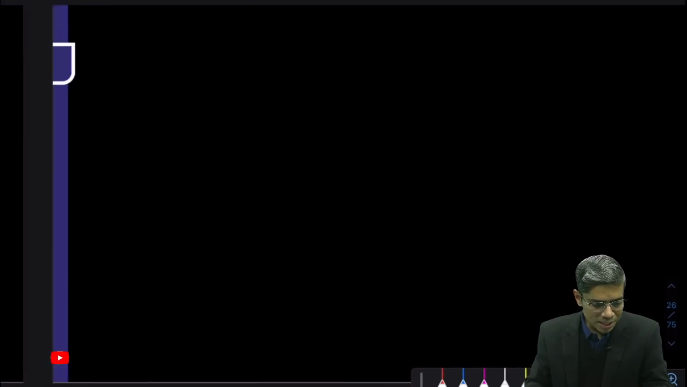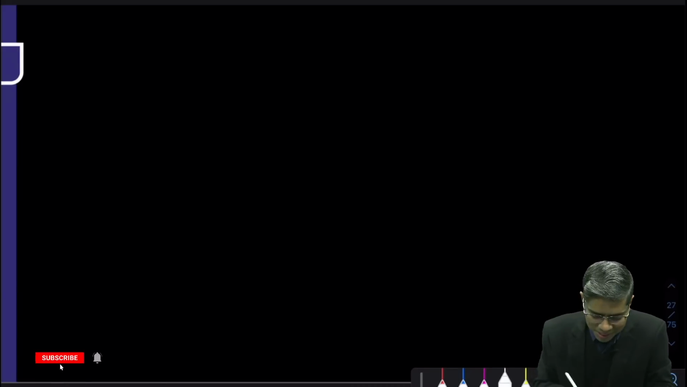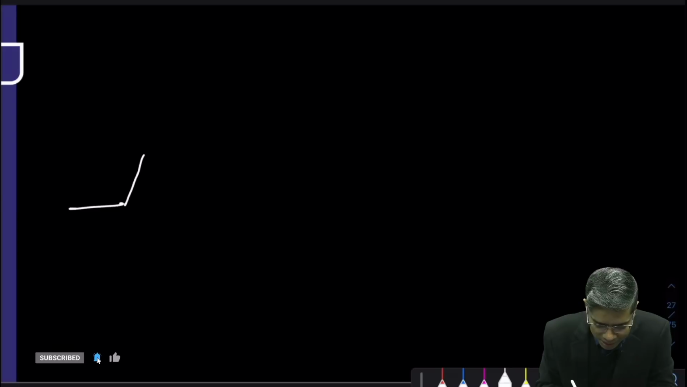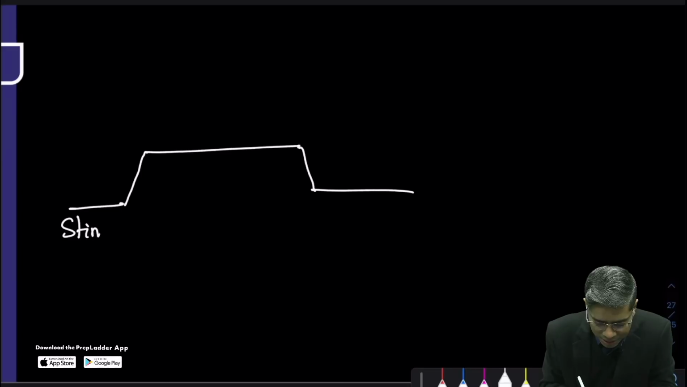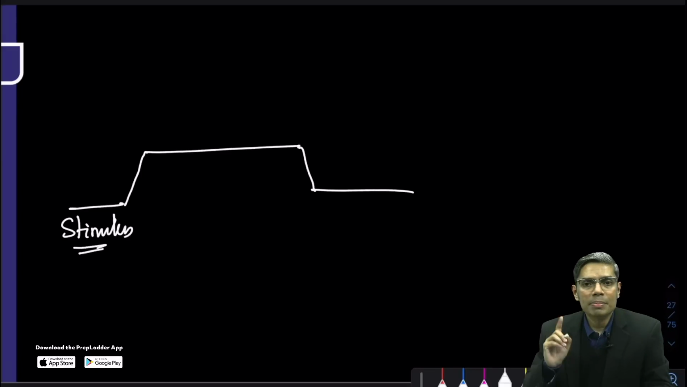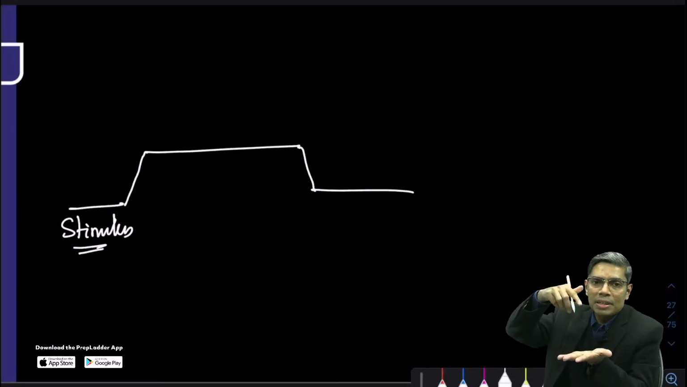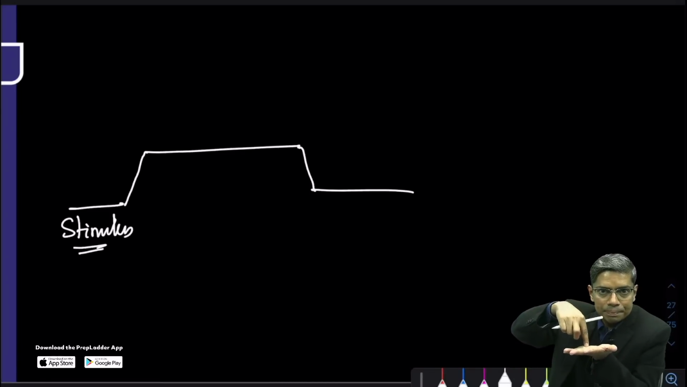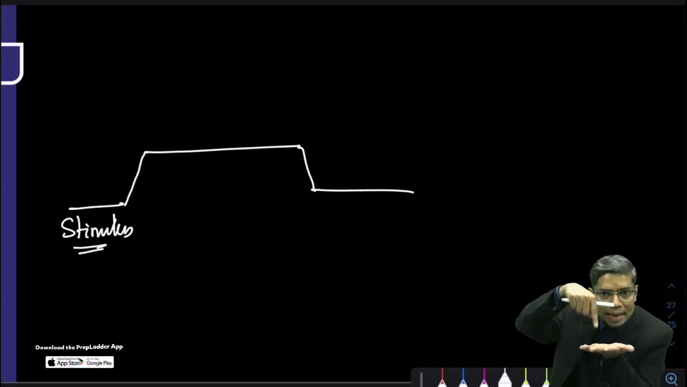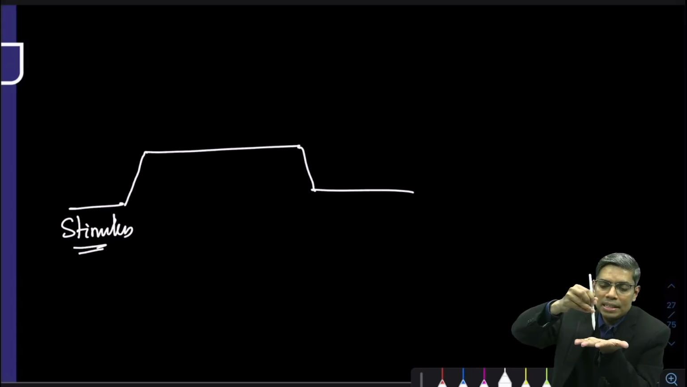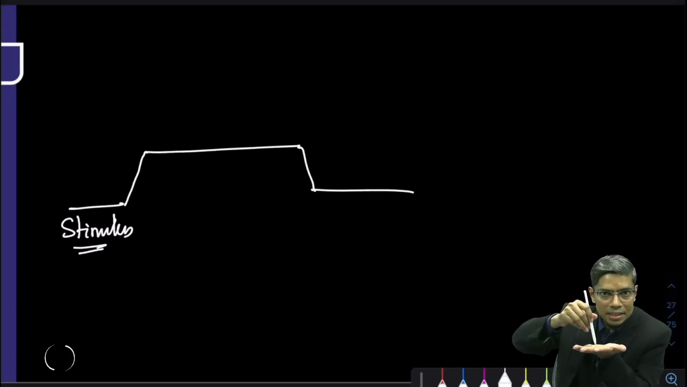So look at the explanation. Suppose I am giving a stimulus like this. What is the meaning of this diagram? If I say that this is my stimulus, what is the meaning of this? It means suppose I am giving a touch on your skin. Touch means there will be an indentation of the skin. So if I give a touch here, there will be indentation of the skin.